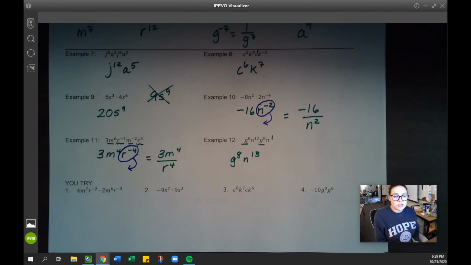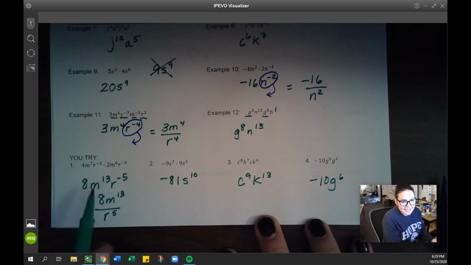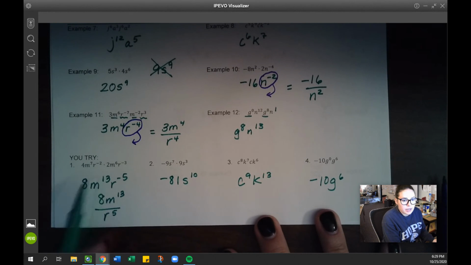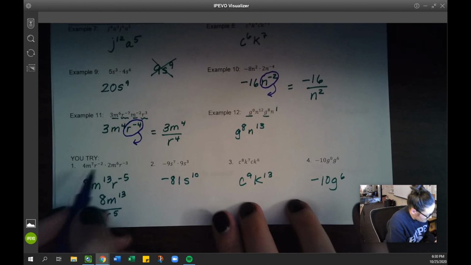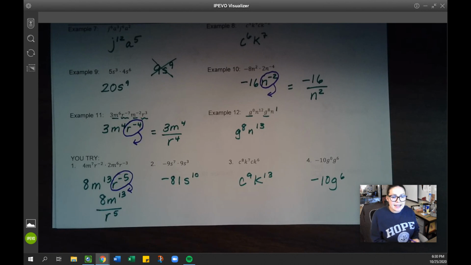All right, I would like you to, again, pause the video and try these 4 problems at the bottom of the page. So pause the video, try these on your own, and then check your work. All right, hopefully these went okay for you. Probably the trickiest one is this first one here. You're going to do 4 times 2 to get 8. The m's, when you add the exponents, you get m to the 13th. For the r's, you get r to the negative 5th. Now, again, we have to flip anything that has a negative exponent, which is why we end up with 8m to the 13th over r to the 5th.